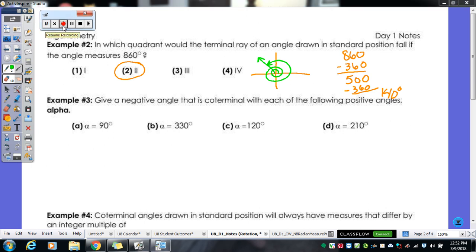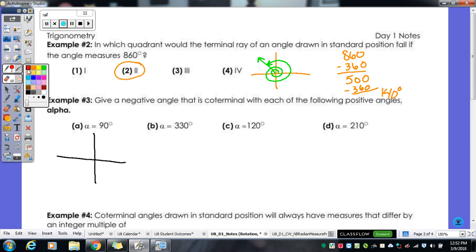All right, example 3: give a negative angle that is coterminal with each of the following positive angles, which they've used alpha now to represent. So I'm going to draw a little picture here. They gave us 90 degrees. So here's my 90 degrees. Coterminal angles means it's an angle that goes in the other direction, because they want the negative one specifically this time. It's not in a quadrant. It's what we call a quadrantal. It's one of the lines.